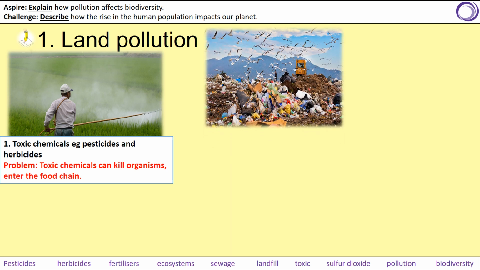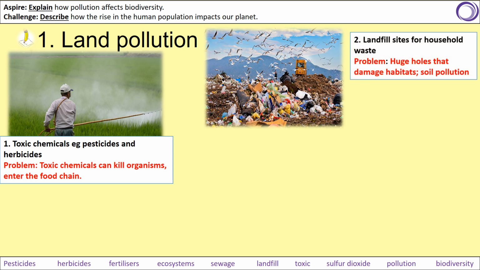Another type of land pollution includes landfill sites. This is used for dumping household waste that can't actually be recycled. The problem is that huge holes have to be dug across a mass area, hence deforestation is likely. This is going to result in soil pollution and lots of habitats being lost, affecting wildlife. Not only that, but it's known to have adverse effects on humans as harmful chemicals can get into the soil and water. Landfills also release greenhouse gases, such as methane, and these contribute to global warming.